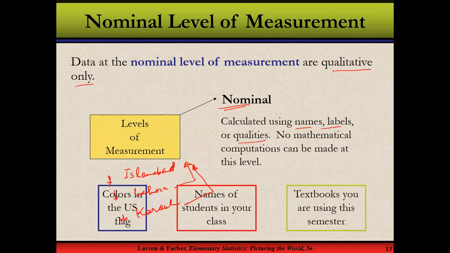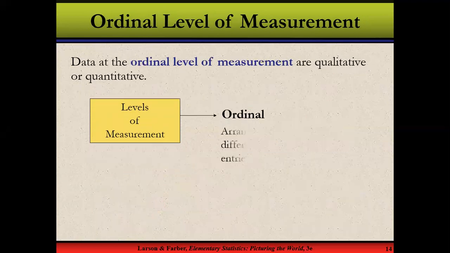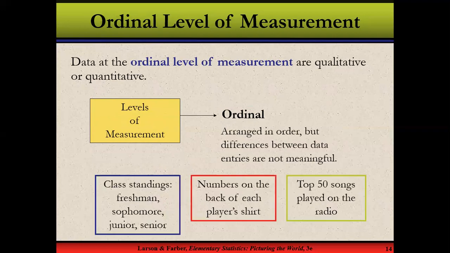That is not the case in ordinal data. In ordinal data, we have to write the data in a particular order. Okay, there is a particular order in the data. Data is always arranged in order. That can be ascending order, that can be descending order, or an arrangement that is based upon a particular characteristic. Let me give you some examples.